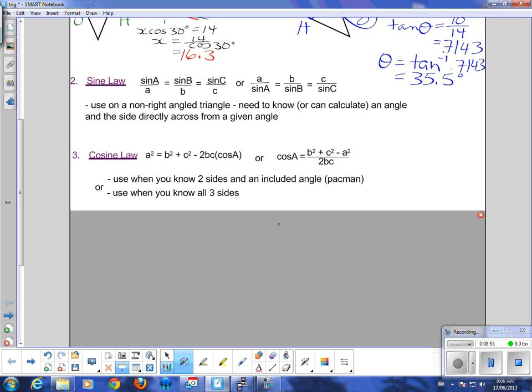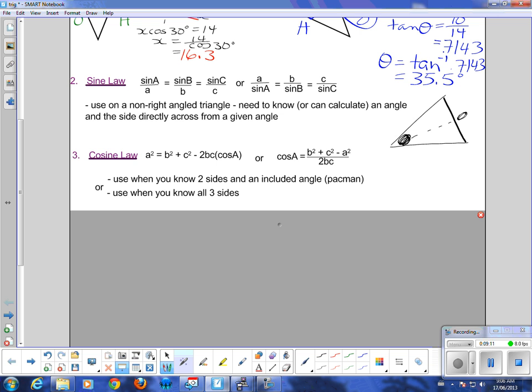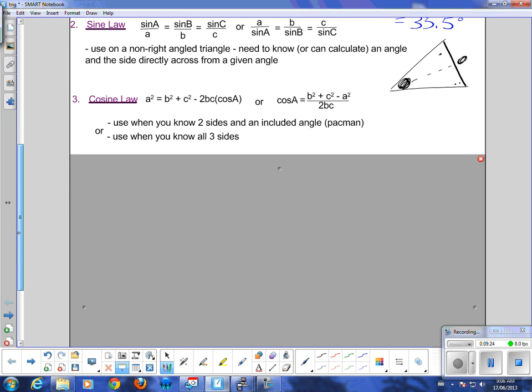The other thing you need to know is that you can calculate an angle and the side directly across from a given angle. For instance, if I have this triangle here, as long as I know one of the angles and the side directly across from it, then I can use the sine law. And as I said, you can also calculate it. If I know these other two angles, that means I can obviously calculate the third angle, so I can use the sine law for that. The cosine law, again, comes in two different forms. The first form you use when you're finding a side.